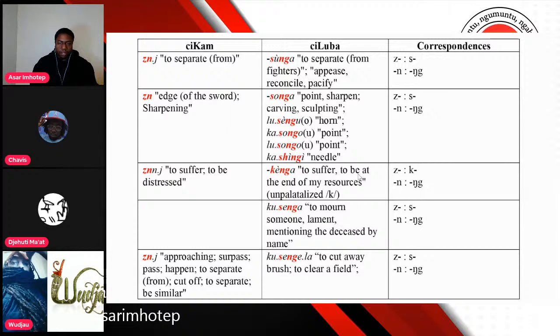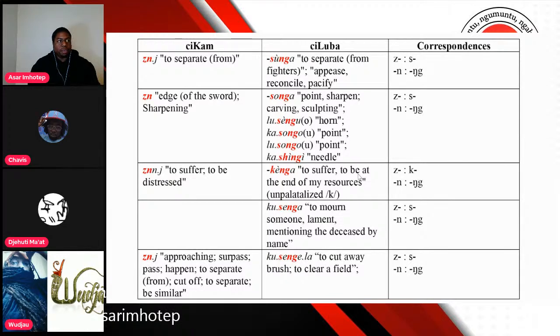Don't all speak at once. Yeah, from what I heard, I agree. All right, so some explanations. In the form kashingi, meaning needle, when the S is followed by the I, it palatalizes further into sh.